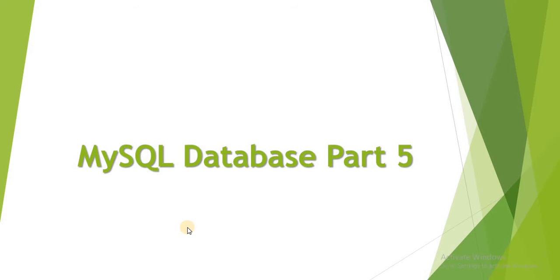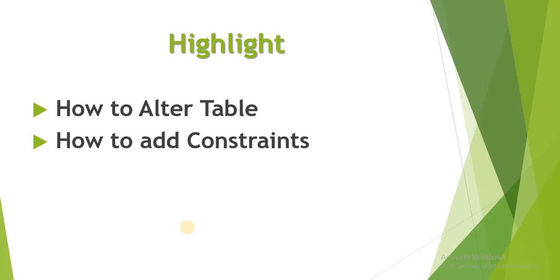In this video we are going to discuss how to alter a table, meaning the alter and modify property, and how to add constraints, meaning primary key, primary key with auto increment, and check constraint. So let's start the video. Switch to command prompt.